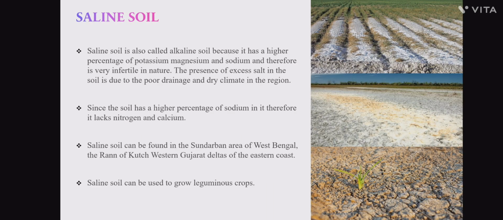Saline soil is also called alkaline soil, because it has a higher percentage of potassium, magnesium, and sodium, and therefore is very infertile in nature. Since the soil has a higher percentage of sodium in it, it lacks nitrogen and calcium. Saline soil can be found in the Sundarban area of West Bengal, the Rann of Kutch, and the Western Gujarat Delta. Saline soil can be used to grow leguminous crops.